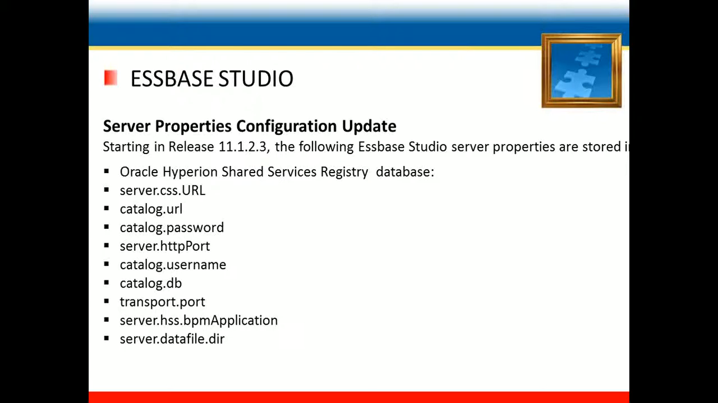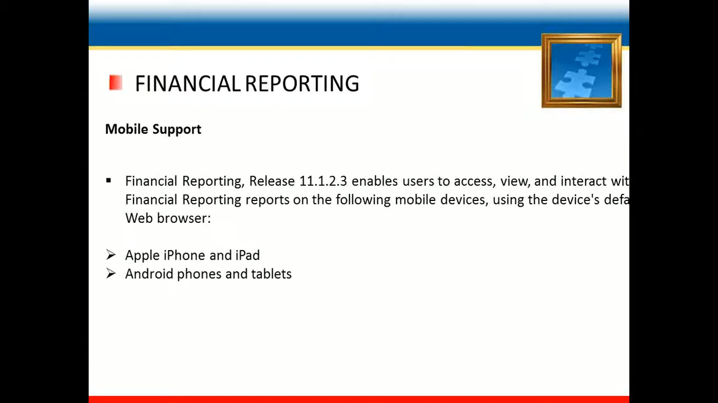transport.port, server.hss.bpm.application, server.datafile.dir. These are the different server properties configuration updates with Essbase Studio, stored in the Hyperion Shared Services Registry database. These are the new features added with the EPM 11.1.2.3 version. And the last one is financial reporting.